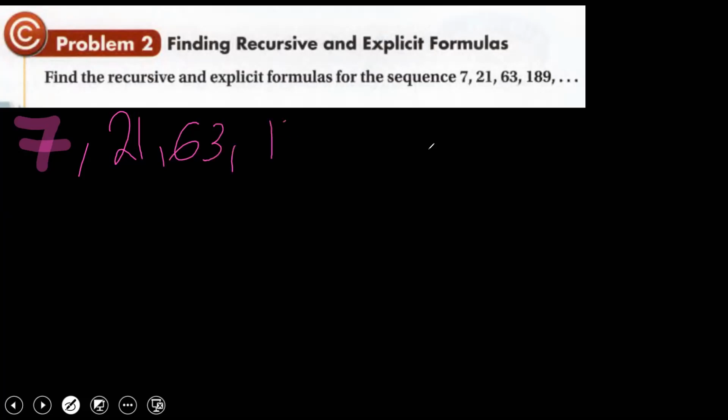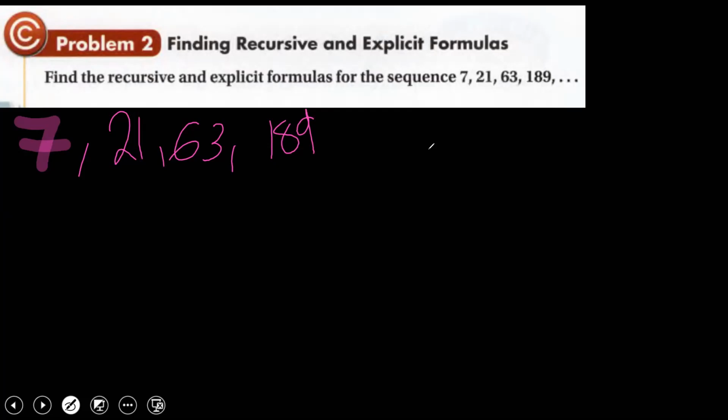Now let's do problem number 2. Here now I have this geometric sequence, and I want to find the explicit and also the recursive formula for it. Now, here I have 7, 21, 63, 189.